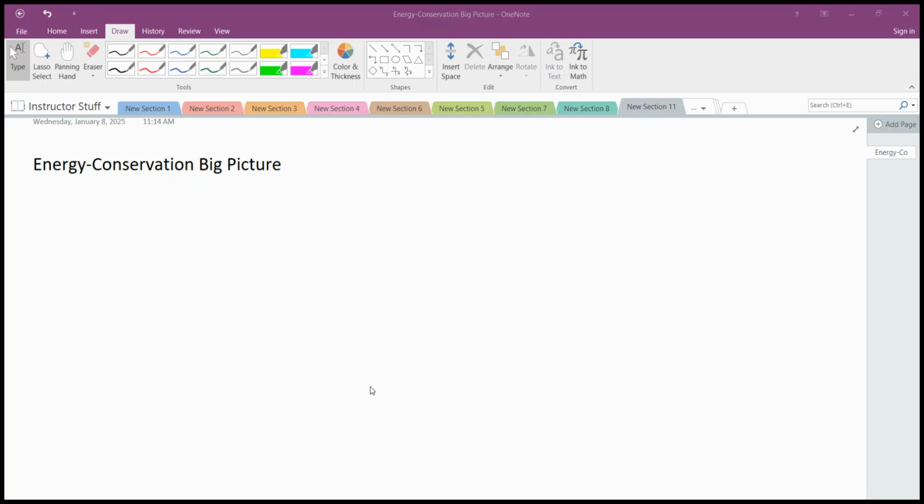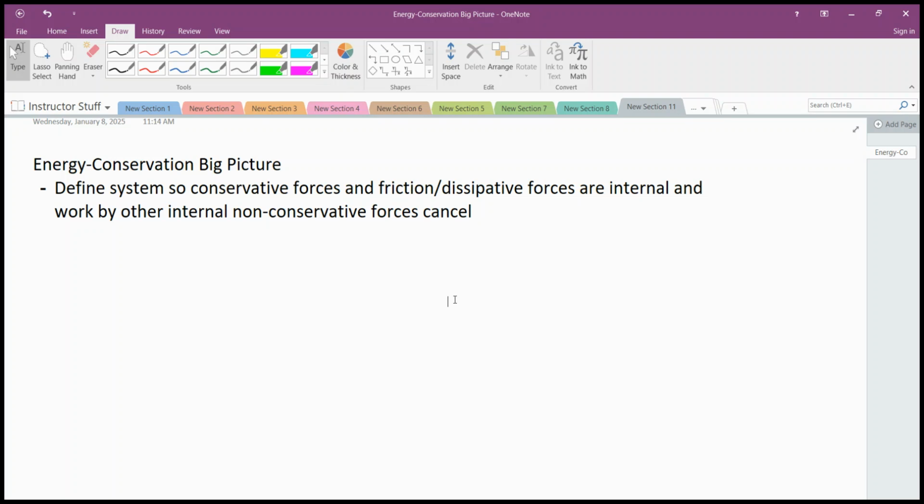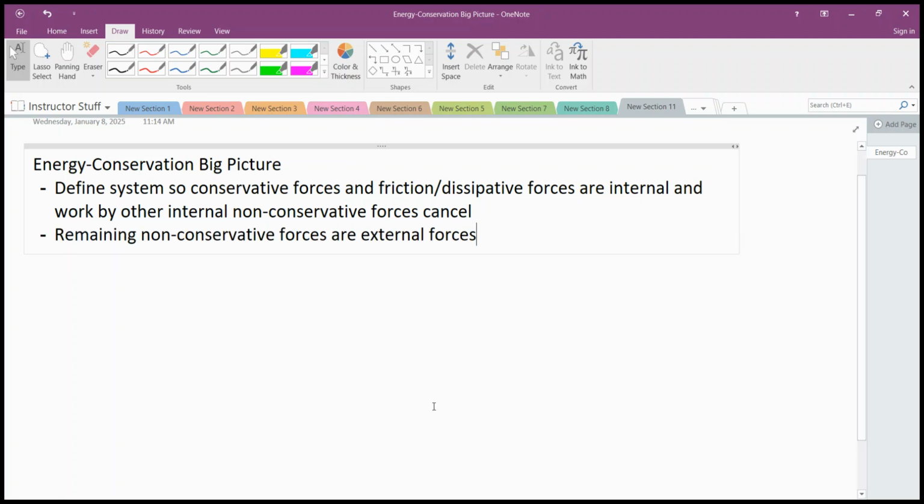When making use of energy conservation, there is an important big picture to see. To get there, let's define our system in such a way that the conservative forces and the dissipative forces like friction are internal to the system, but the work done by other internal non-conservative forces cancel out. So there is no net work done by internal non-conservative forces, and the only net work done is done by conservative forces and dissipative forces. Any other non-conservative forces we will leave outside our system, and so they are external forces.